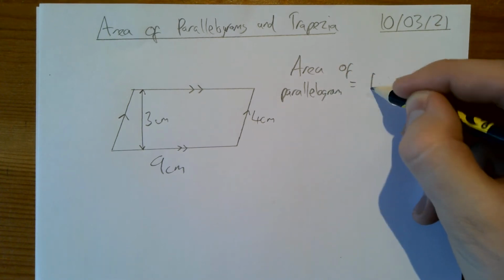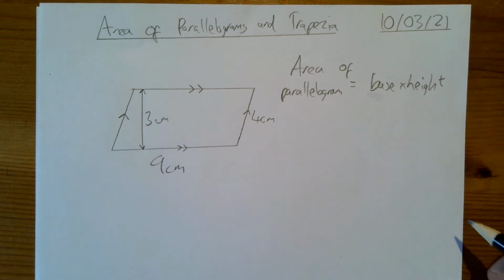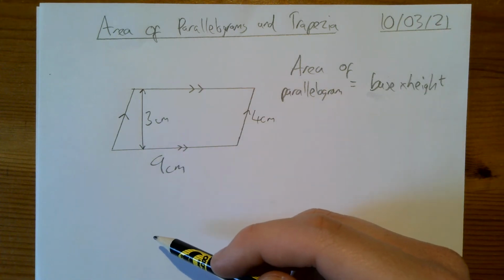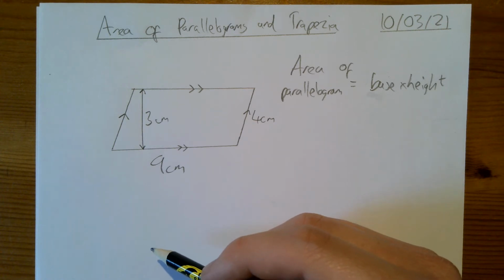So the area of a parallelogram is just base times height, but it's really important that we remember that the base and the height have to be at a right angle to one another, just like on a rectangle. I've got three lengths here. I don't need to use all of them. I just need to use the pair that are perpendicular to each other. That just means at a right angle to each other.